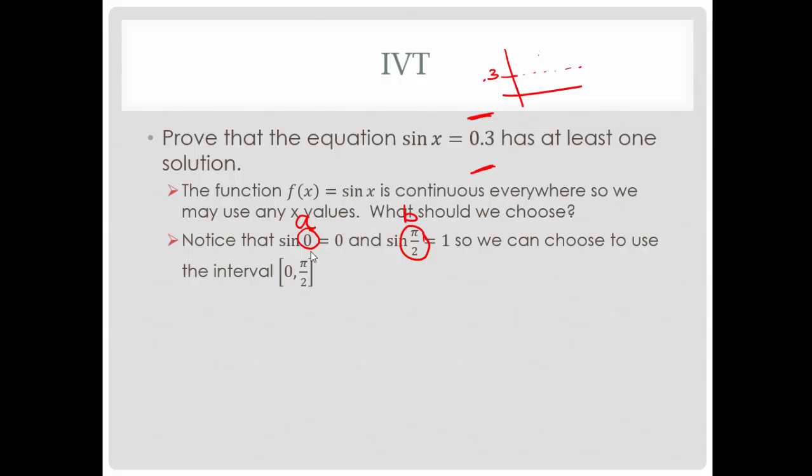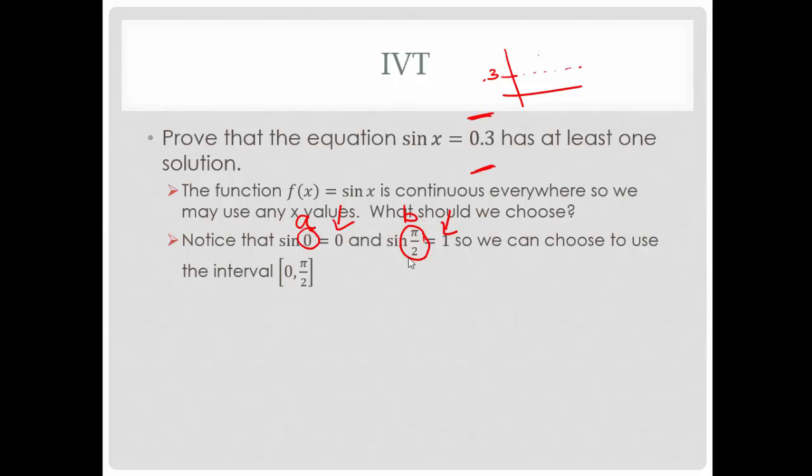A will always be the smaller one, b will always be the bigger one. And what I wanted were these two y values to be one above and one below 0.3. So that's why I'm going to choose 0 to pi over 2. You did not have to choose the same two numbers I did, and yet you will still be able to successfully answer this question.